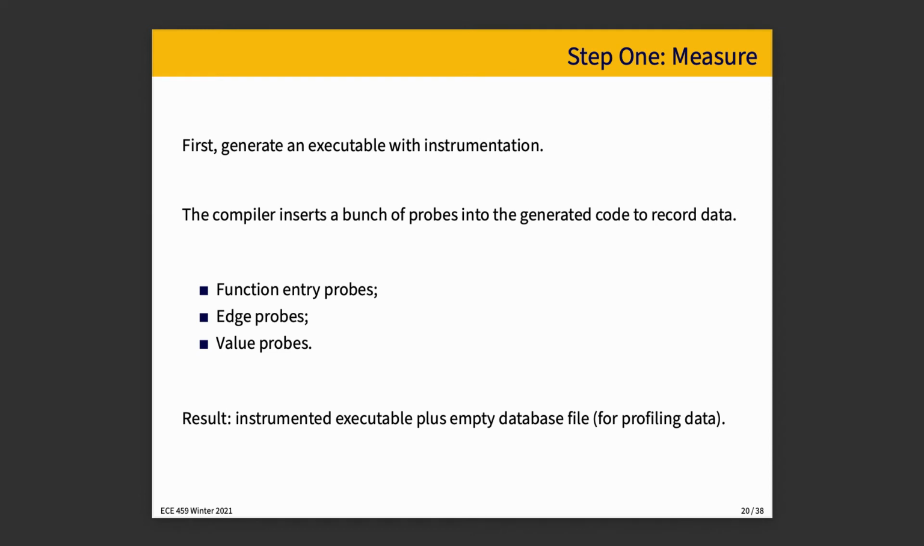All right, so first one is measure. And measure is generate an executable with instrumentation. As we've seen with profiling before, sometimes you want to take notes about whether a branch was taken, whether a function was called, all those things. So we're generating it, and it results in a file, once it's compiled, that has these probes that record data.